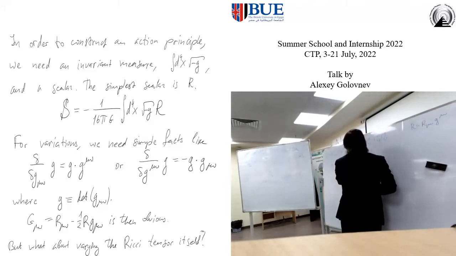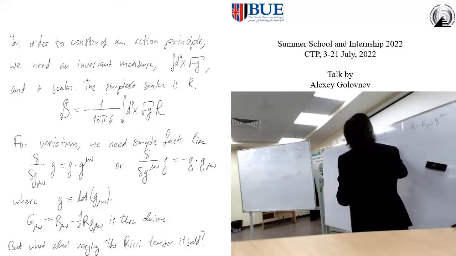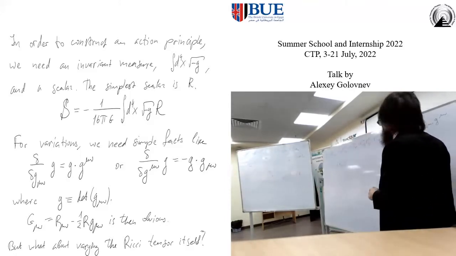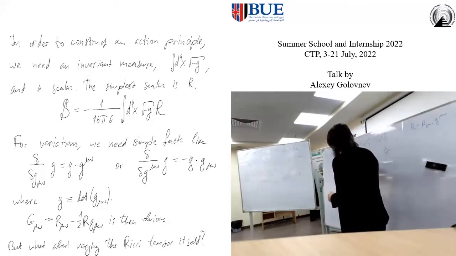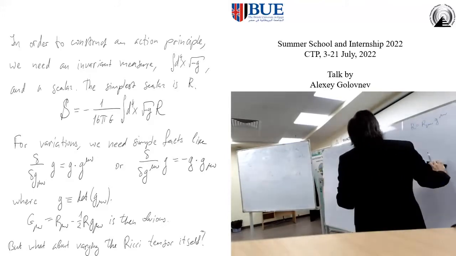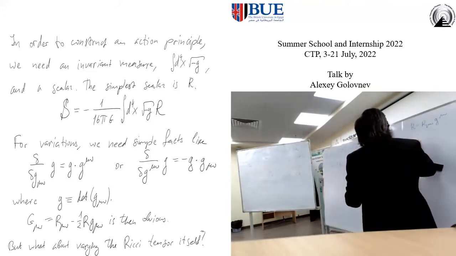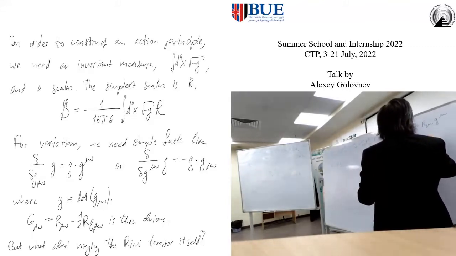So another thing is that I can do variation with respect to g mu nu here. That's kind of trivial, at least if I do variation with respect to the inverse metric. If I do variation with respect to the metric itself with lower indices, then it's a bit more difficult, but not so much. What you can do is remember that those are just inverse matrices to each other, right?